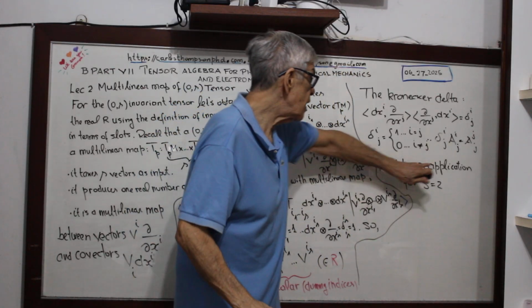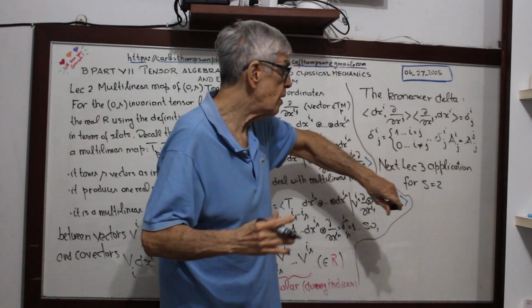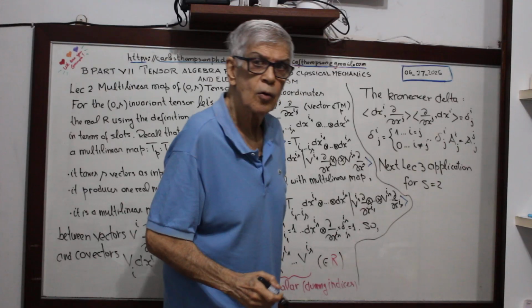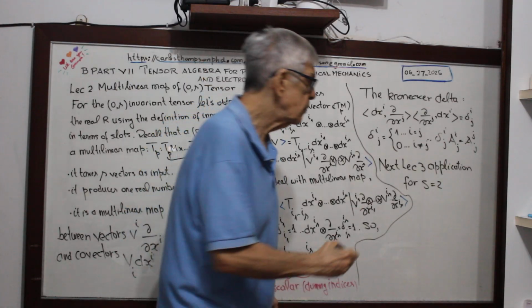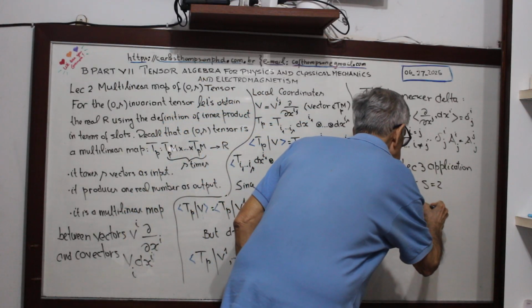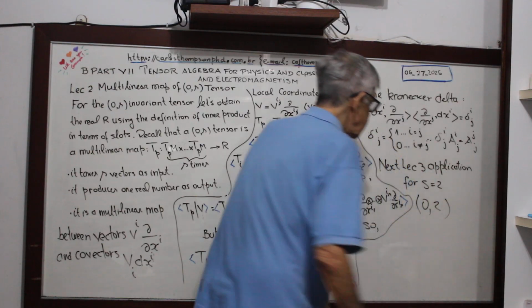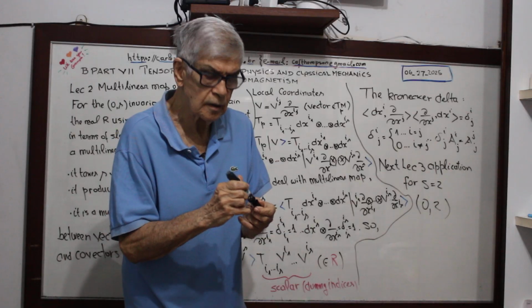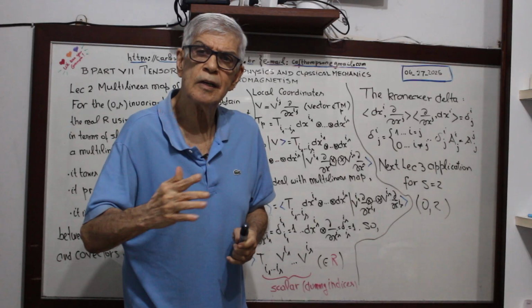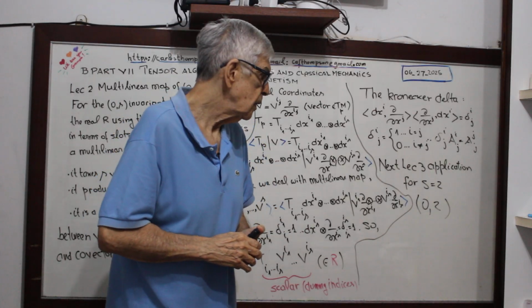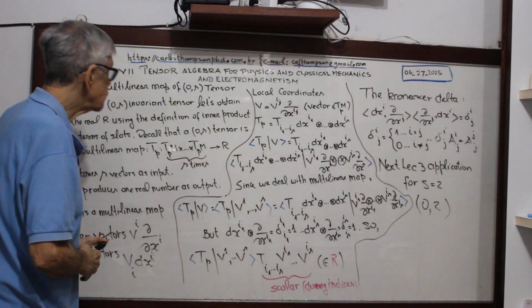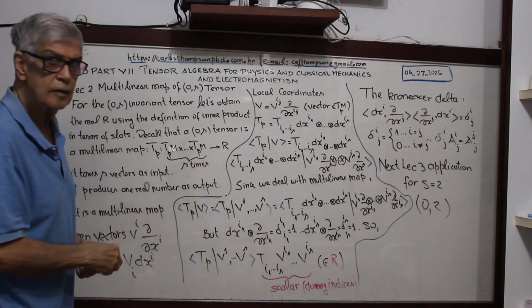Now, in the next lecture 3, we will derive an application for this particular case when S is equal to 2, so the tensor will be (0,2). That's a particular case, to see a concrete example, using all of this derivation displayed in this lecture.